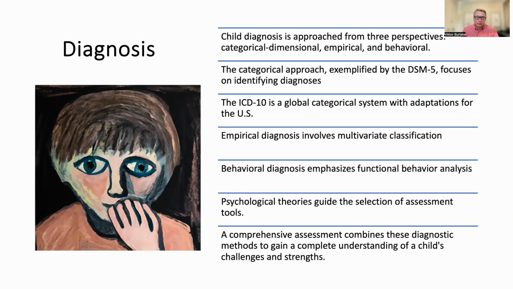Empirical diagnosis employs multivariate classification, providing a holistic evaluation of children across various dimensions. However, it relies heavily on reports, which may not always be cross-verified. Behavioral diagnosis emphasizes functional behavior analysis, pinpointing specific problematic behaviors, triggers, and tailored modifications. This approach is highly personalized, but lacks a classification system and may overlook historical factors such as when the illness has started.